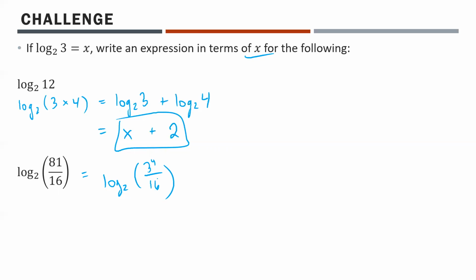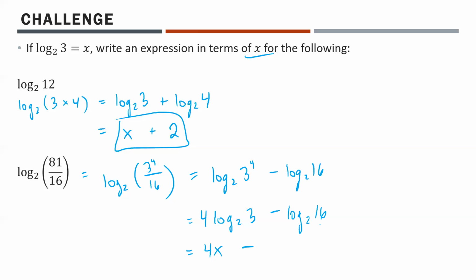Now I could split this into a subtraction. I can say this is log base 2 of 3 to the power of 4 minus log base 2 of 16. Now the other thing I can do here is take the 4 out by writing it as 4 times log base 2 of 3 minus log base 2 of 16. Now log base 2 of 3 is our x, so we've just isolated that. We got 4x now minus log base 2 of 16. Well, this is 2 to the power of something equals 16. 2 to the power of 4 is 16, so we can say that's minus 4. And there you are. There's your expression for the other one.